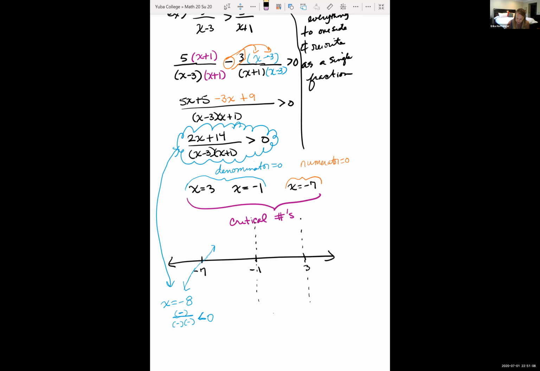So let's choose x equals 0. That's the nicest one. And so if we plug it in, if I plug in 0, I get 14 in my numerator, which is positive, all over -3 times +1. So a negative times a positive is negative. So this is less than 0. So I know my graph is in here somewhere, kind of like a parabola shape.